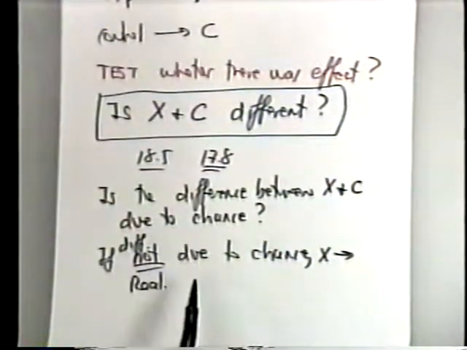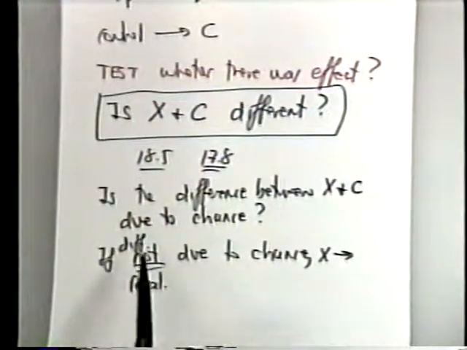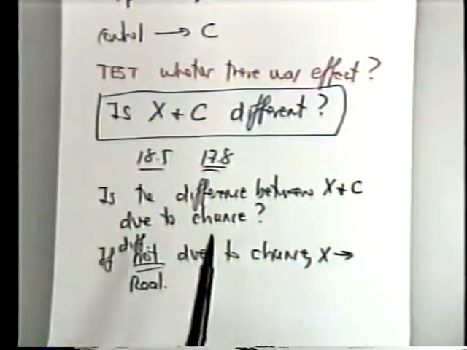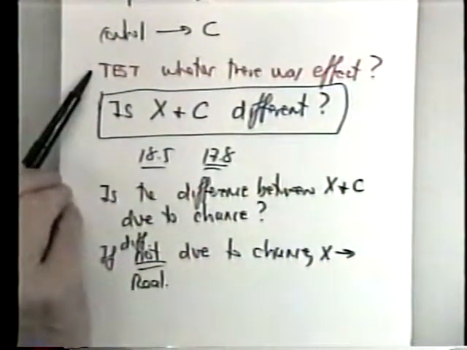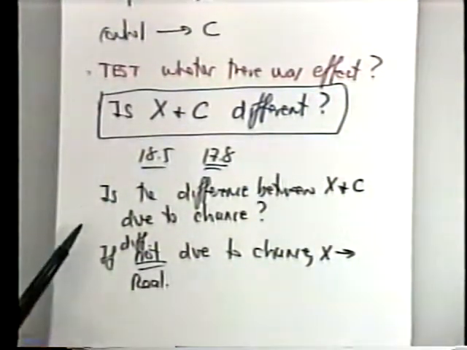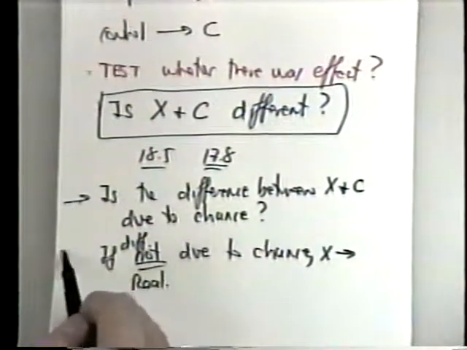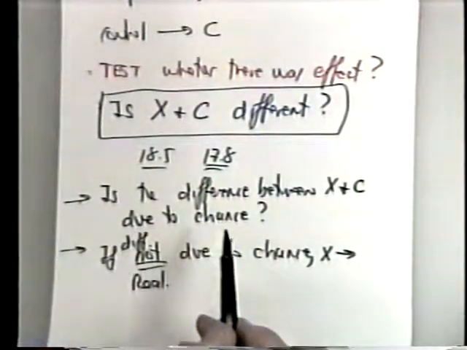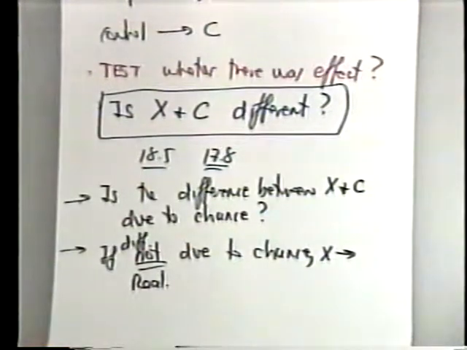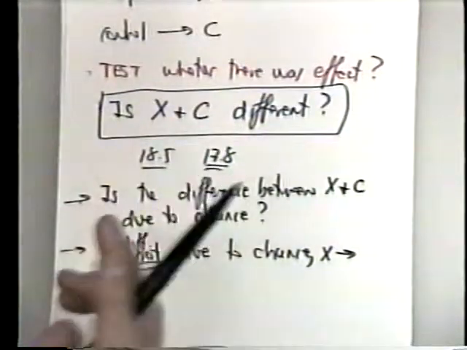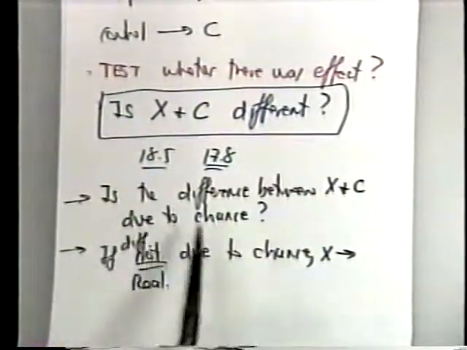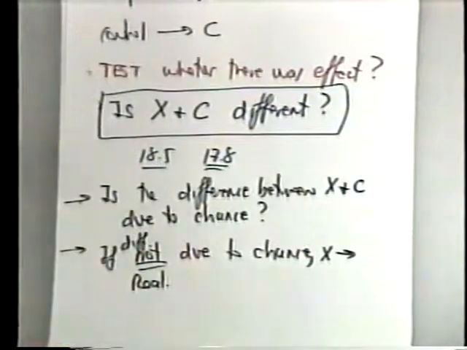Now, this seems like a pretty straightforward thing to do, but it's kind of hard to do, actually, in terms of the statistics. In a certain sense, this is the question we want to answer: is there a real effect? And we can't quite answer this question directly. So what we really have to do is ask: is the difference due to chance? If it's not due to chance, then it's a real effect. We're not asking whether the effect is real directly; we're asking, is the difference due to chance? And if it's not due to chance, it's real.